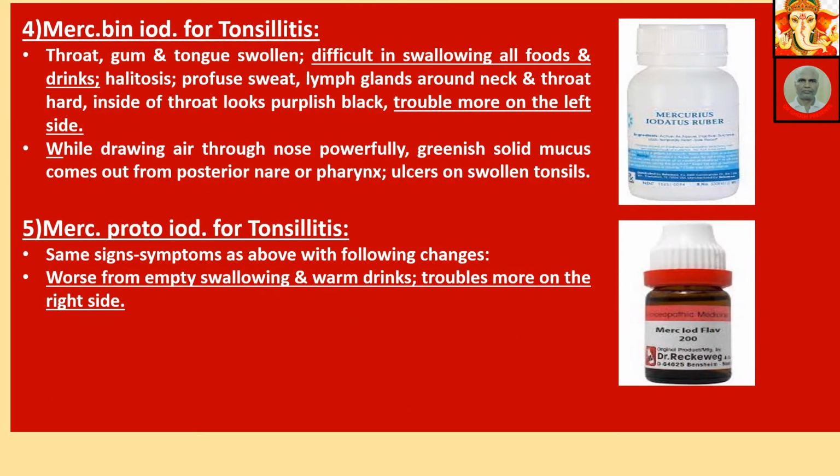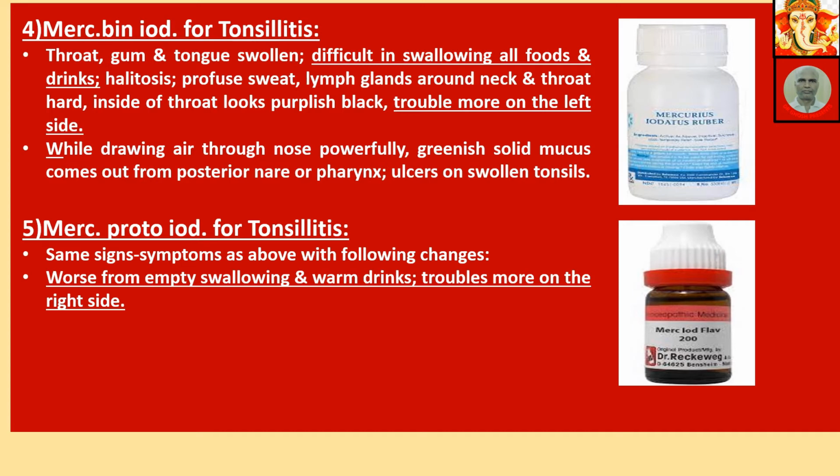Number four, Merc bin iod, for tonsillitis. Throat, gum, tongue swollen. Difficulty in swallowing all foods and drinks. Halitosis. Halitosis means bad breath from mouth. Profuse sweat, lymph glands around neck, throat hard. Inside of throat looks purplish black. Trouble more on the left side.